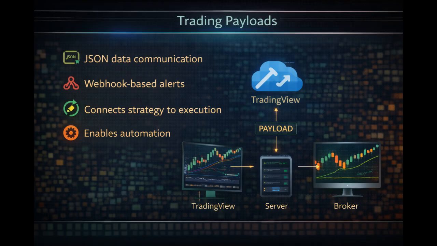A payload typically contains key information about a trade signal, including the trading symbol, signal type, buy or sell, price level, time frame, and additional parameters required by the trading system. These payload messages are usually sent in a structured format such as JSON, JavaScript Object Notation, because JSON is easy to read, lightweight, and widely supported by programming languages.